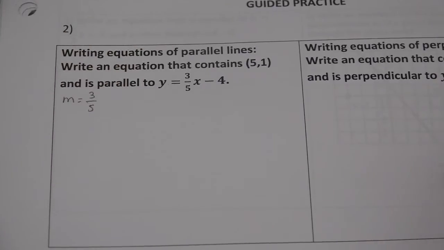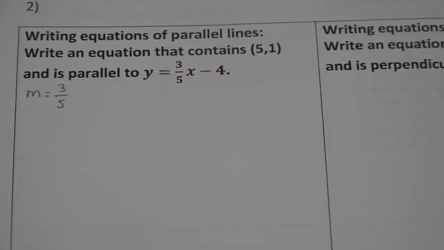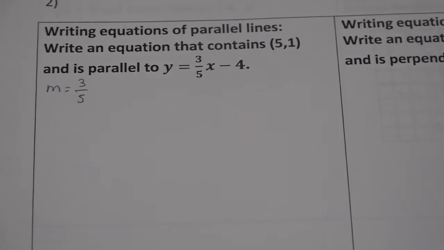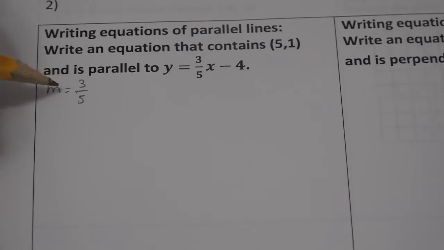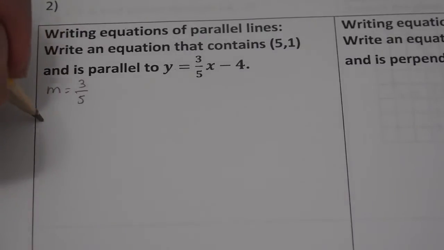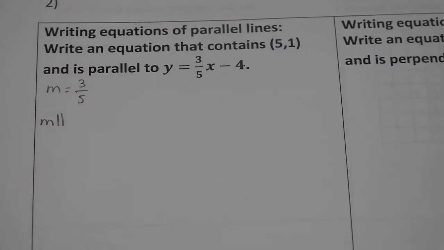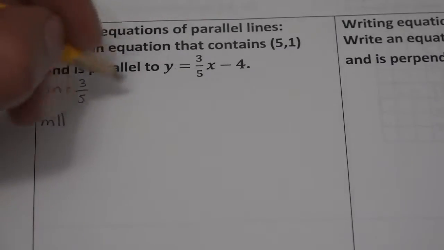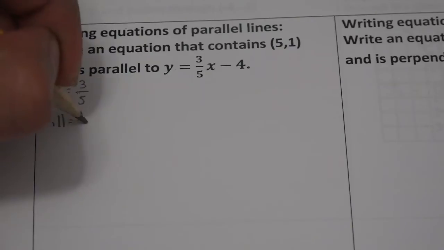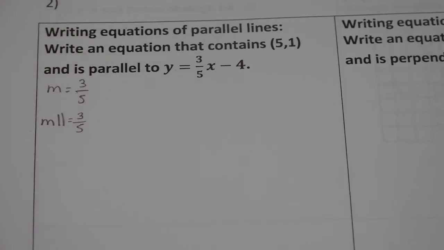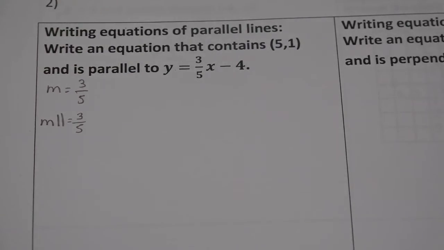Let me see. Can you see that? Let me make it a little bigger. Sure, 3/5. That's all you need to know. Now, what is the slope of a line parallel? Well, the parallel lines have the same slope, so the slope is 3/5.